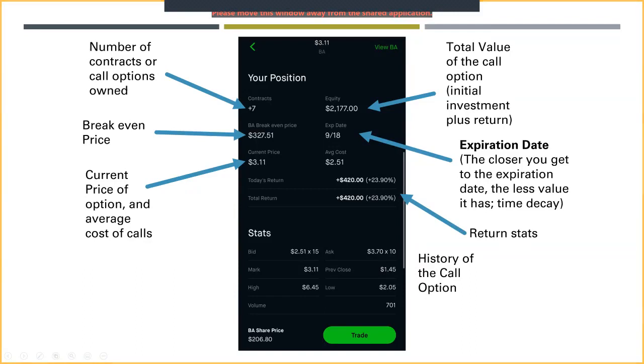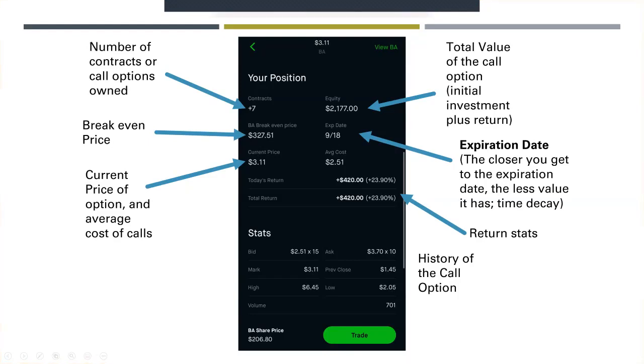You can see that. So this is my equity. This is the total value of the call option. So that's the initial investment plus the return. Okay. So I paid about $1,700 for these 7 contracts, and that's plus the 420. So that's how much that's worth. Okay, so expiration date, you see we have 9/18. This is the return stats. The history of the call option, so the previous close, it was at $1.45. The next day it was trading around $2.50. Now it's at $3.11. It's actually shot up to about $5.07 that day. So the current price of the option and the average cost of the calls.